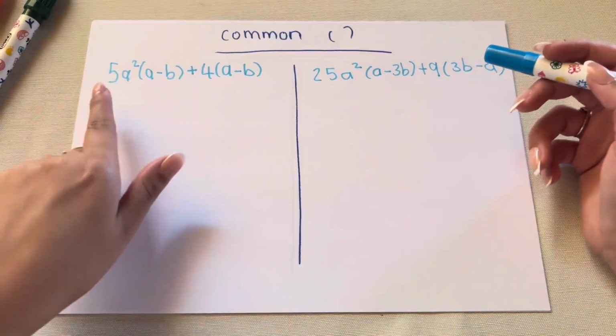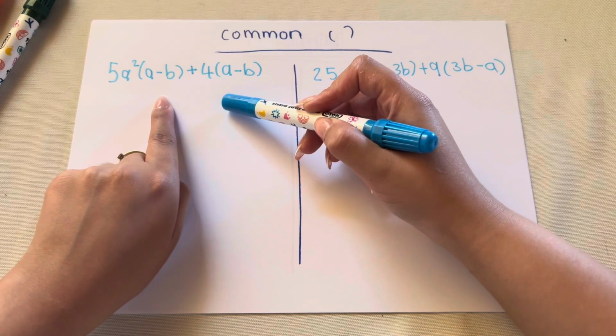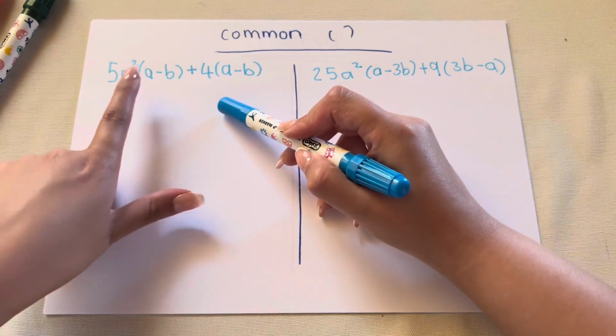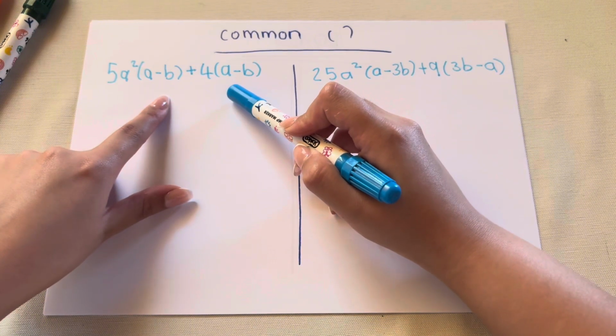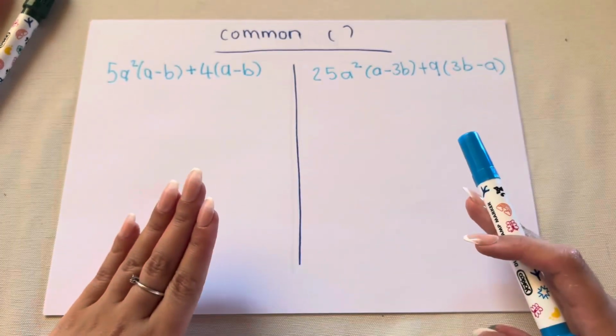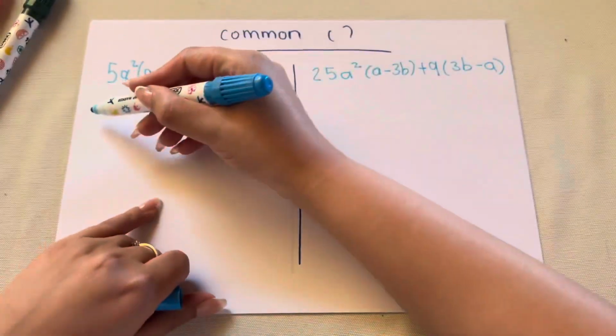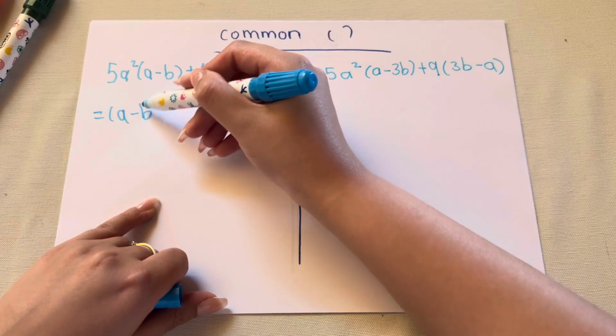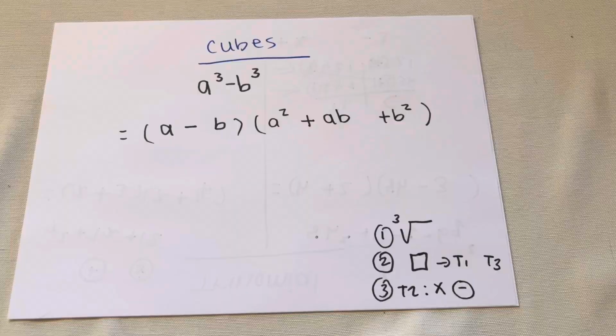Between term 1 and term 2, we might not see a common factor per se, but I see an identical set of brackets. Here's one bracket and here's another one that are exactly the same. So as we're getting common factor, we're going to pull it out to the front. So I'm going to pull out that a minus b and then see what I'm left with. When I pull a minus b out of term 1, I'm left with 5a squared. And when we do the same thing in the second one, we're left with 4. And that's how the common bracket works in a basic case.